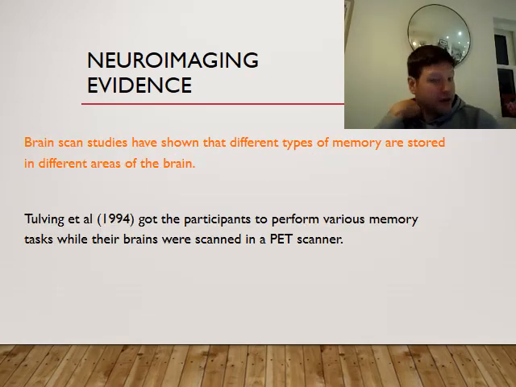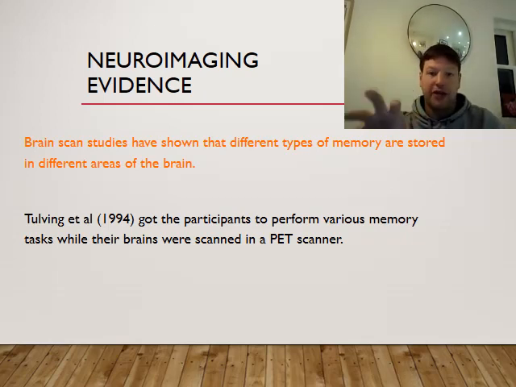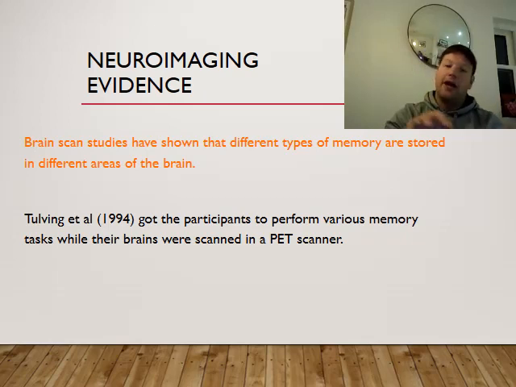Okay, neuroimaging evidence. So these are PET scans, MRIs. If you have never seen a PET scan or MRI, go on the internet quickly now, but it's basically like a computer screen of a brain. I think there's one in the next slide when we get to it, but brain scan studies have shown that different types of memory are stored in different areas of the brain. As they are scanning the brain, they'll get somebody to think about something procedural or episodic or semantic, and it would actually light up different parts of the brain.